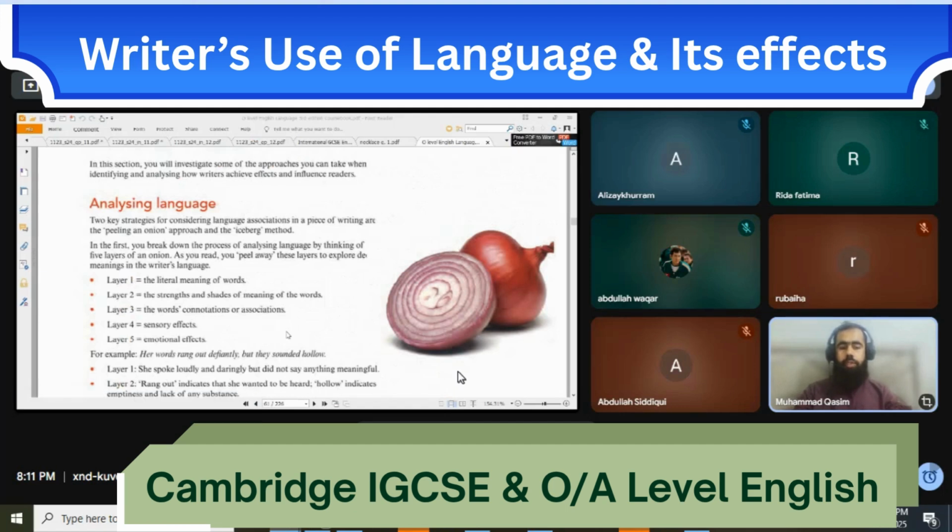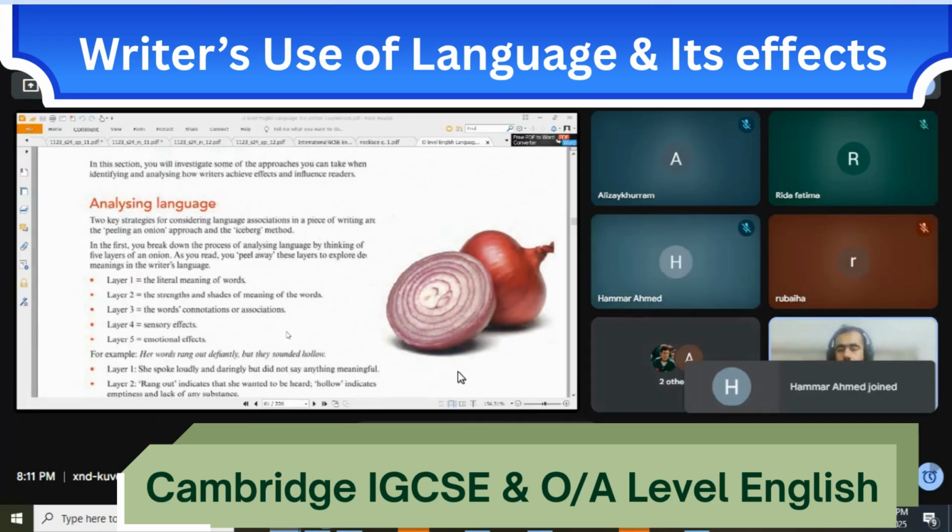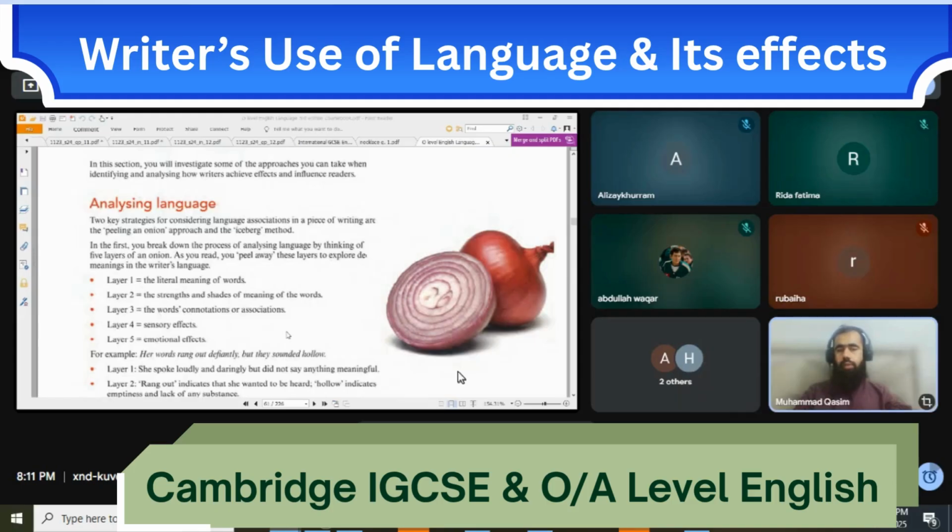Anyone, please, voluntarily. Abdullah Siddiq, would you like to read these layers? The key strategy, how to explore this onion method. In the first. Yes, Abdullah Siddiqui.